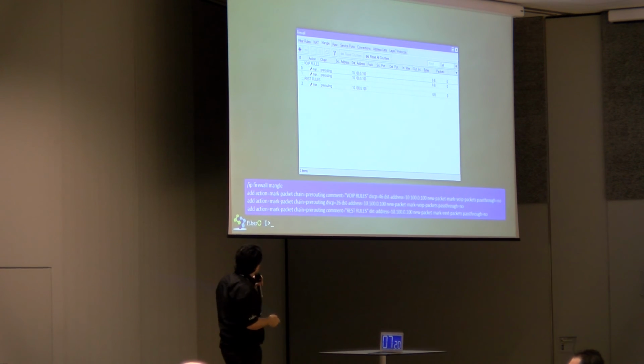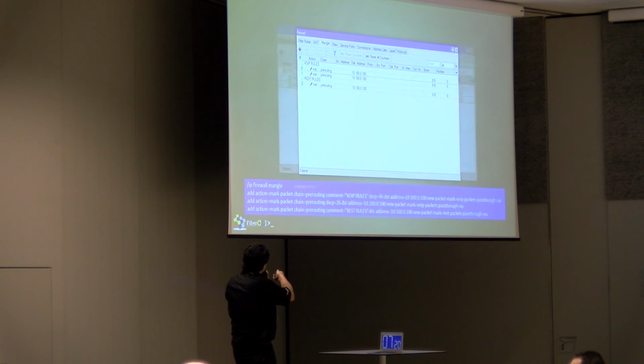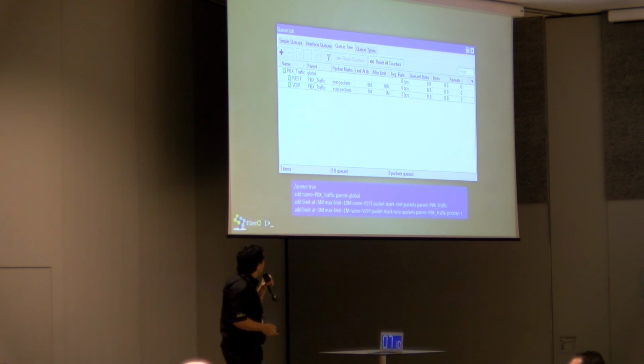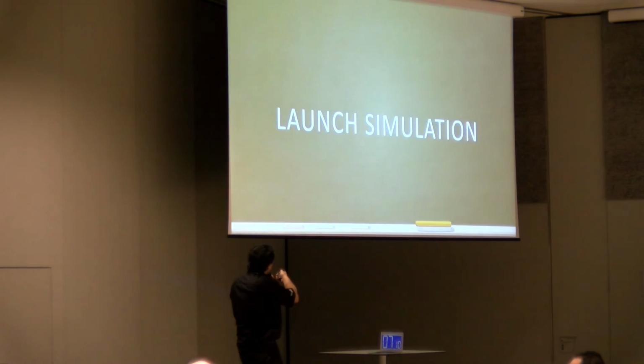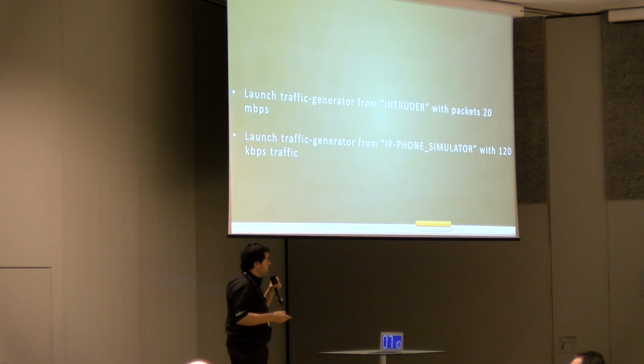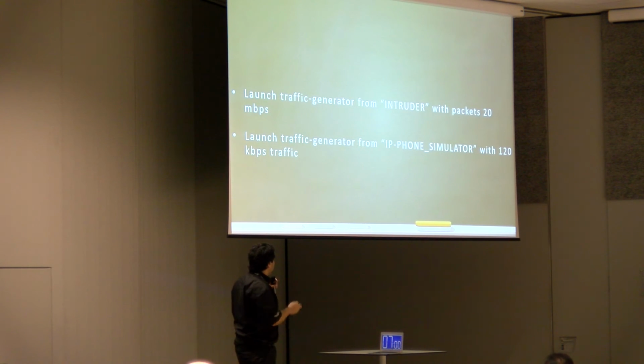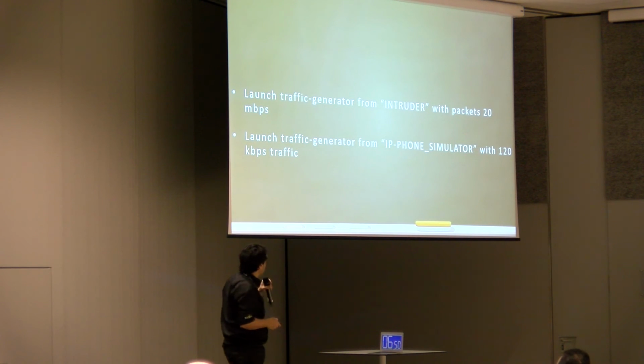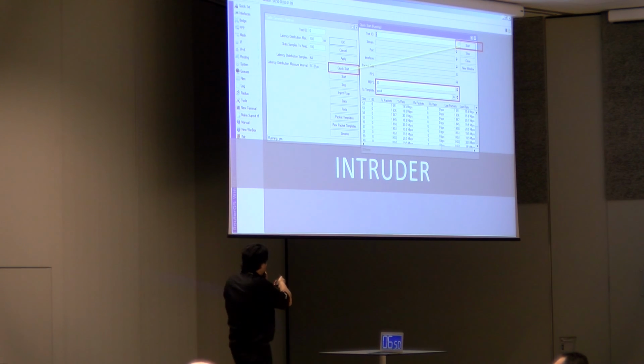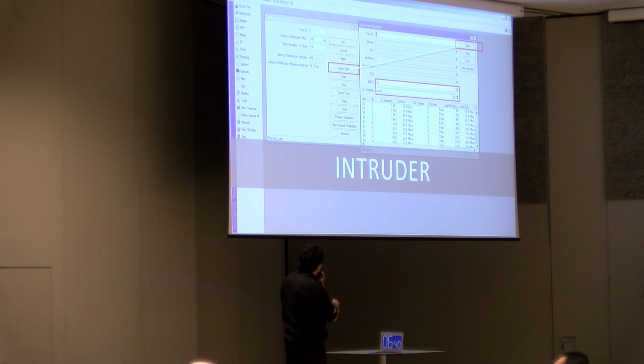We have here the rules in the mangle section of the IP firewall. And we have here the queue tree. In this case, we launch the traffic generator from the intruder with 20 megabits per second and the traffic generator from the IP phone with 120 kilobits per second. And let's go. In this case, you can see we have received, because it's only for the purpose of sending packets.